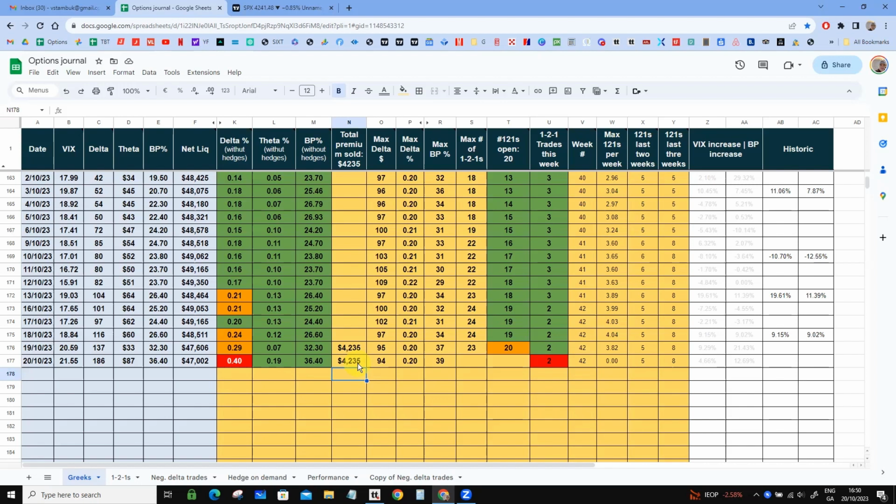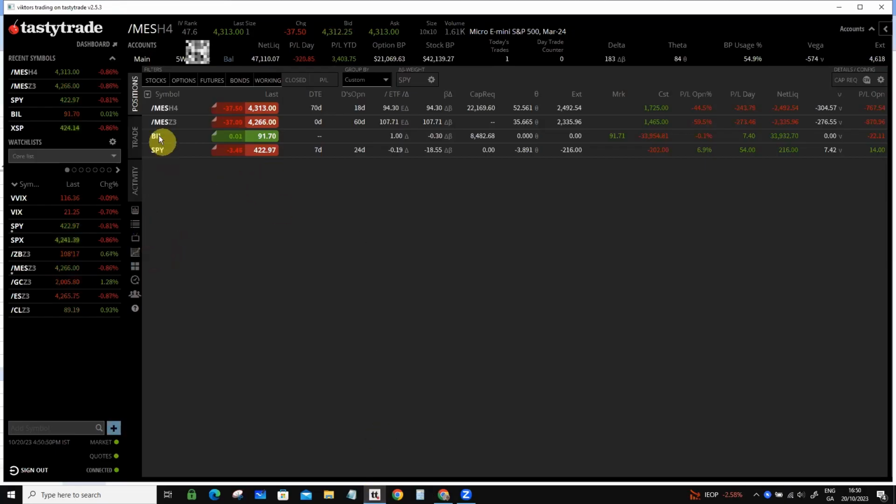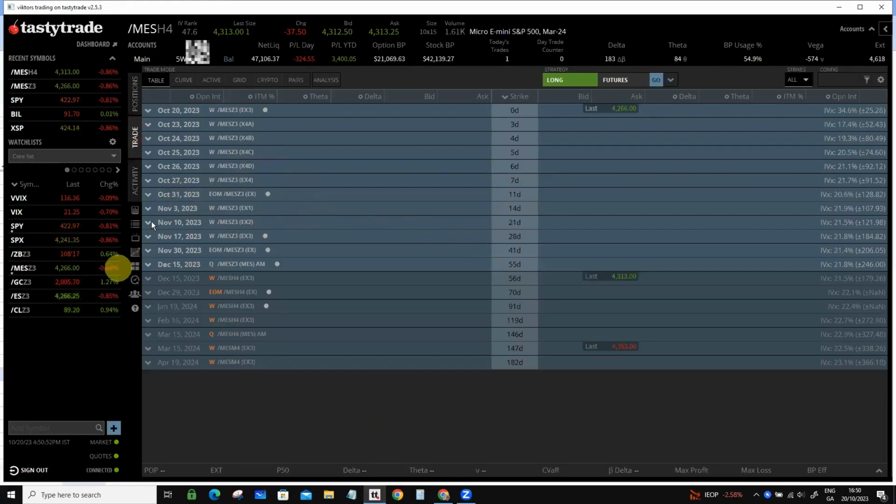So we are in line with that, and we are at 42.35 out of 47 max, and we have 20 trades opened, and we could technically have another trade open according to the relationship between VIX and our max buying power. So given that that's the case, we're going to go and take a look and see if we can open a trade. Let me see, MES.